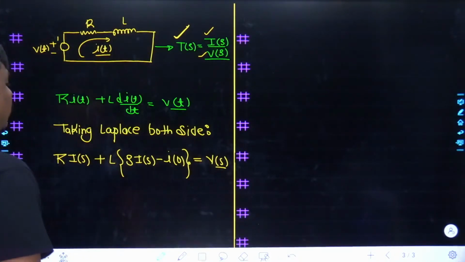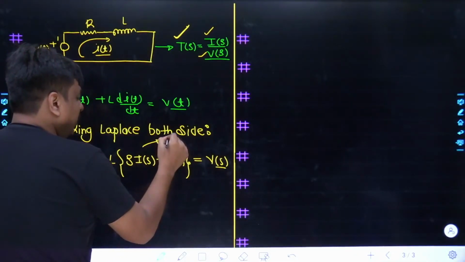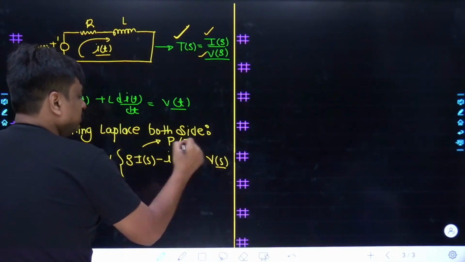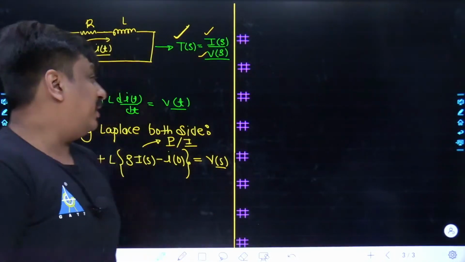Gayatri, I would like to ask you whether the ratio of I(s) and V(s) is possible or impossible. The reply has to be in the form of P or I. It's impossible. Why is it impossible?